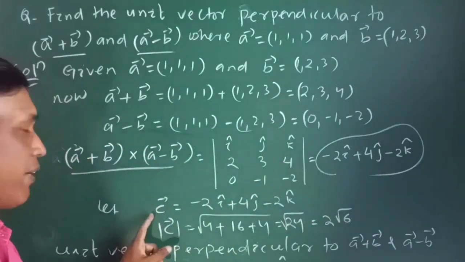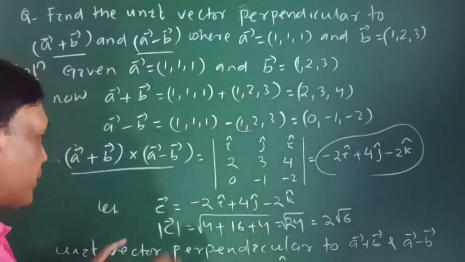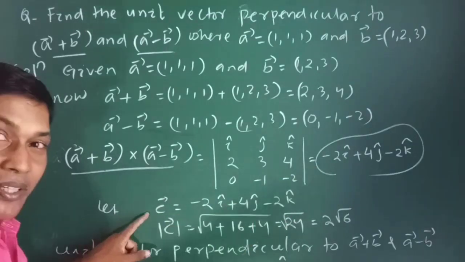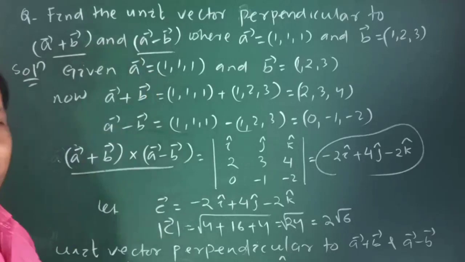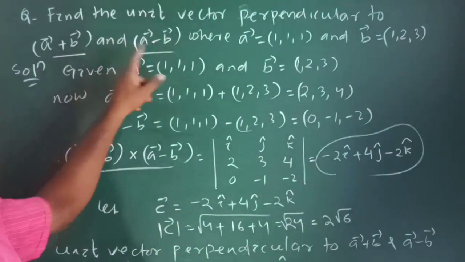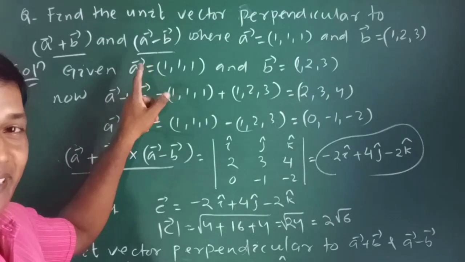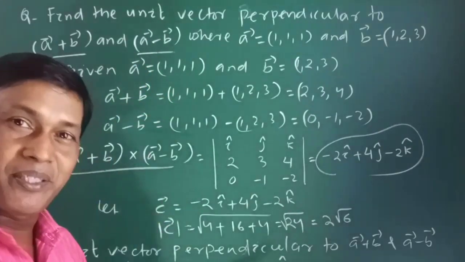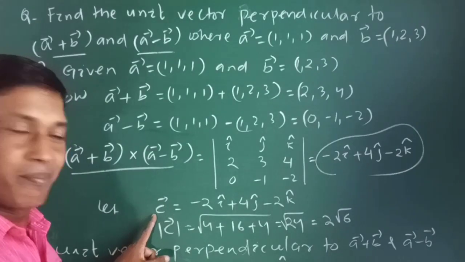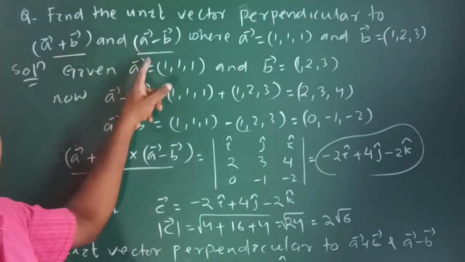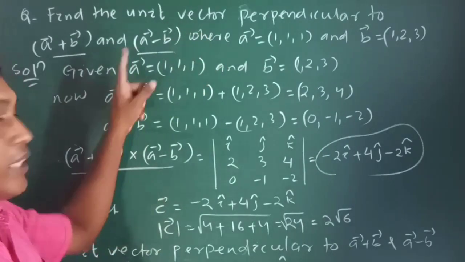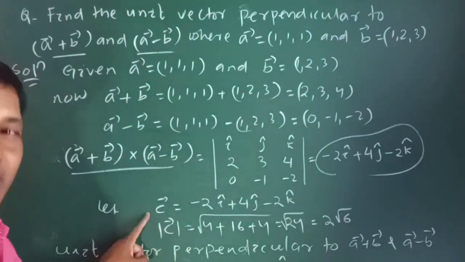Suppose this is C vector. So C vector is this, and C vector is perpendicular to these two. So you need a unit vector perpendicular to these two, which means that vector must be the unit vector of C vector, because C vector is perpendicular to these two vectors, but you need a unit vector, and the unit vector must be in the direction of C vector.